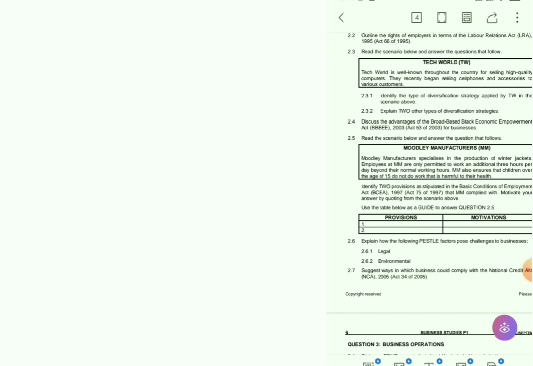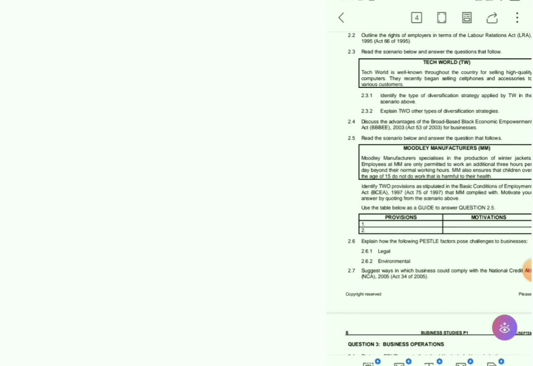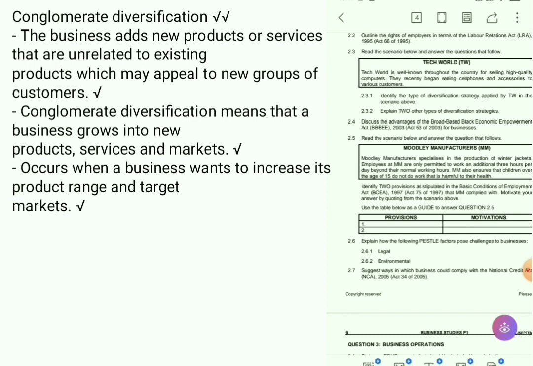We're gonna start with horizontal diversification. The business adds new products or services that are unrelated to existing products, but which may appeal to existing customers. It occurs when the business acquires or merges with a business that is at the same production stage, but it may offer a different product. Conglomerate diversification. The business adds new products or services that are unrelated to existing products, which may appeal to new groups of customers. Conglomerate diversification means that the business grows into new products, services, and markets. I've given you what you want.